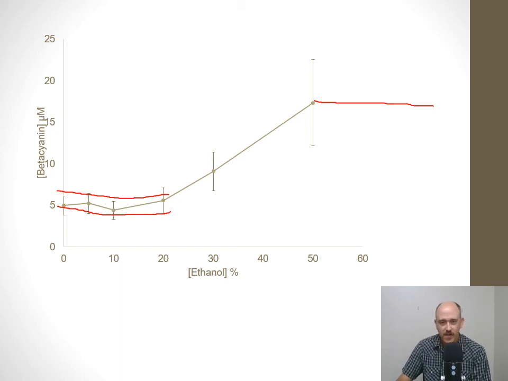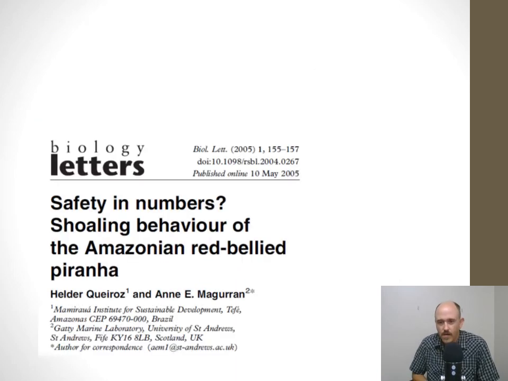So if I were describing this change, I would say there was very little change from 0 to 30%, although I could quantify a slight change from here to here. And then I could quantify from 30 to 50% ethanol. What percent change was that in my figure caption?